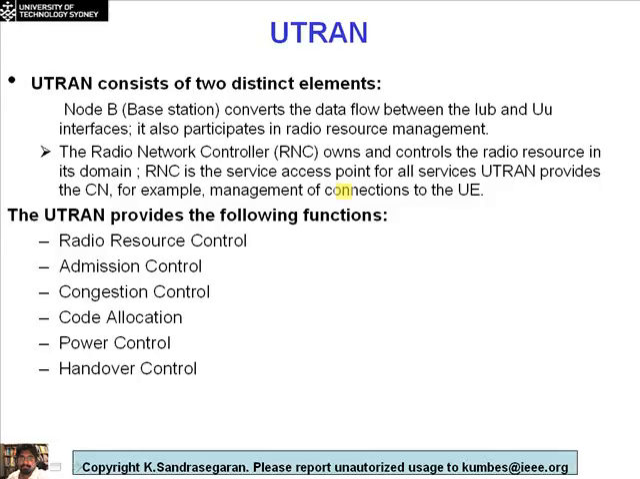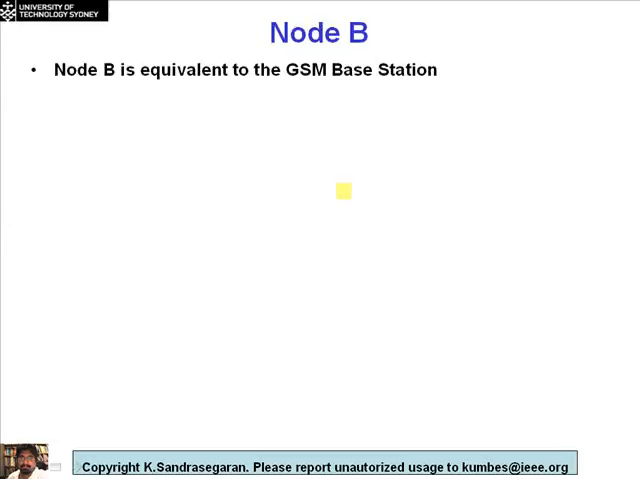Handover control refers to handing over connections either from one sector to another sector within a cell, or from one cell to another cell, or from one network to another network. So all of these functions have to be performed, and there's also something called macro diversity that UTRAN has to perform. We'll go into some of these functions in a little more detail when we discuss wideband CDMA next week, but just bear in mind that these are the functions that UTRAN has to perform.